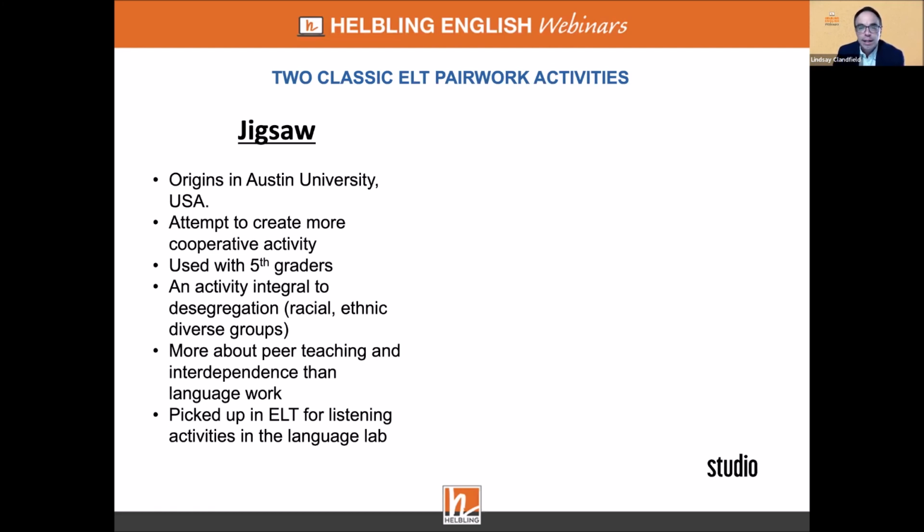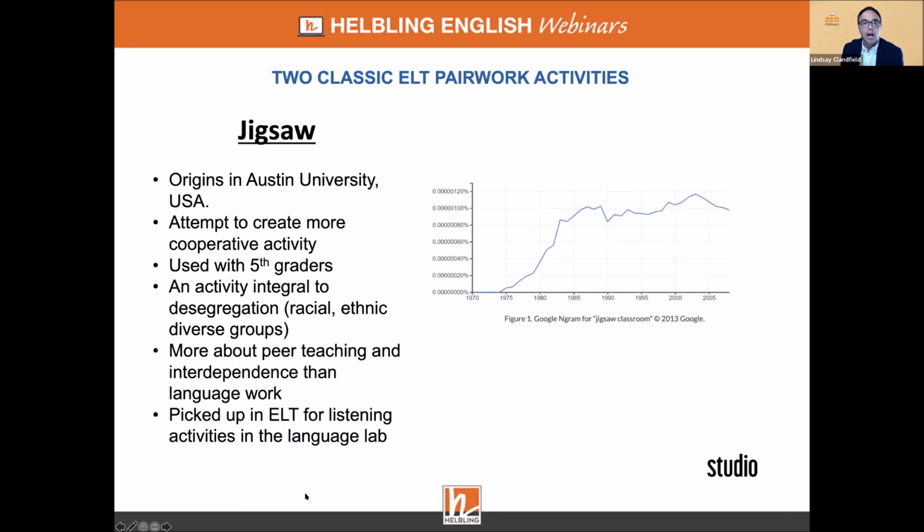According to what I was reading, the term Jigsaw, if we look at it in this Google Ngram, they go through all the written papers about a certain term. The term Jigsaw classroom, you can see how it becomes more popular from 1970. It goes up and up into the 2000s. Apparently, according to one article I read, it comes from Austin University, and it was written about as an attempt to create more cooperation, used with younger learners, like 5th graders.